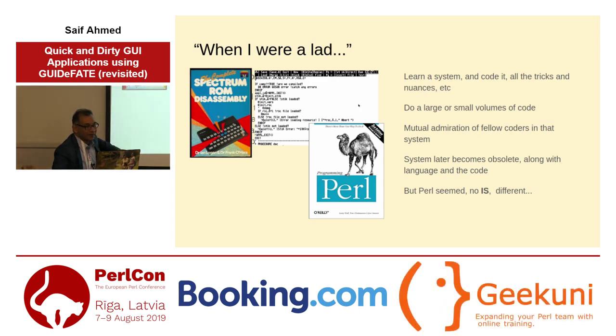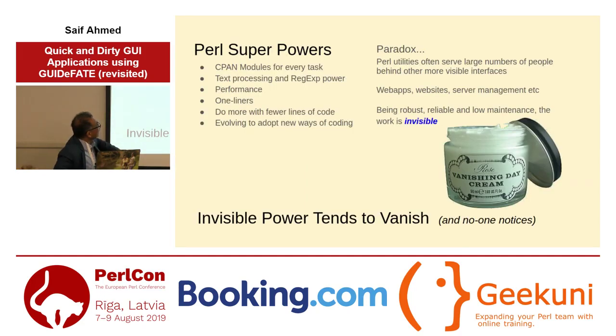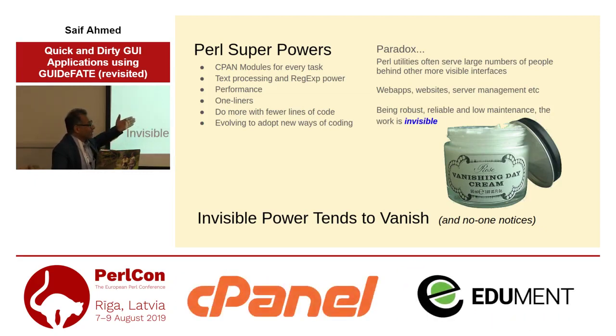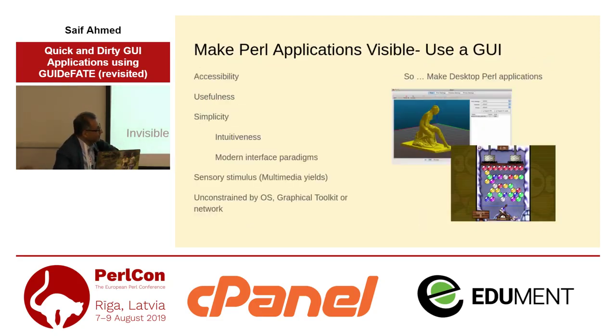But Perl is different. Perl is ubiquitous, but it's invisible. We know all about Perl's superpowers, all these functions that it can do, but Perl serves a huge number of people invisibly. It does it through the back end. It's never presented as an application in the front end. Because it's robust and just works in the back end, nobody sees it. And if it's invisible, it will vanish, and no one will notice if it vanishes.